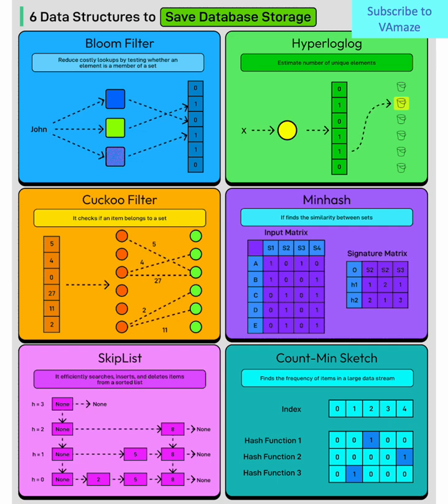1. Bloom filter, the probabilistic gatekeeper. What it does: reduces costly lookups by testing whether an element is definitely not in a set. How it works: the Bloom filter uses multiple hash functions to map elements to positions in a bit array.